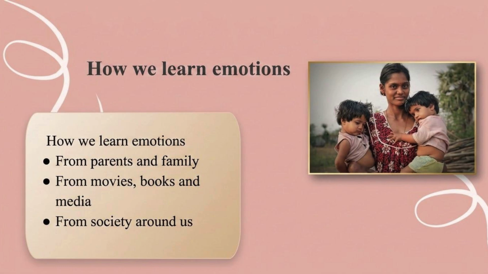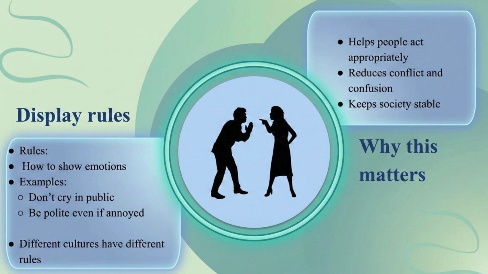We are constantly learning about emotions through movies we watch, the books we read, and even advertisements that we see. These media sources reinforce our society's specific worldviews, values, and beliefs. Whether it's a story about a hero who remains stoic or a commercial showing a happy family, society is constantly teaching us how to align our inner lives with the world around us. Finally, culture teaches us display rules.